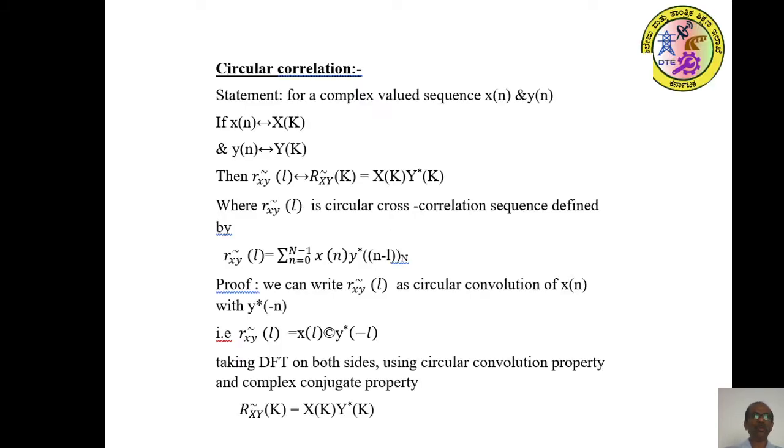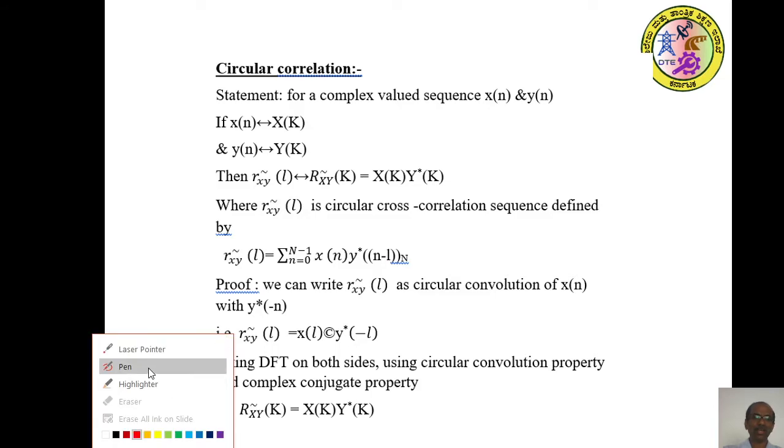In our previous classes, we were discussing properties of DFT. We'll continue with a new property, circular correlation. First important information is what is correlation, and why correlation is required.